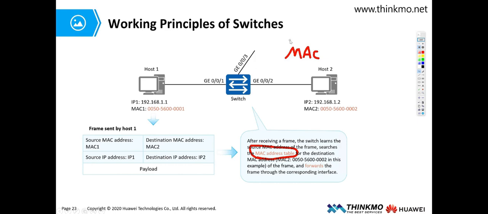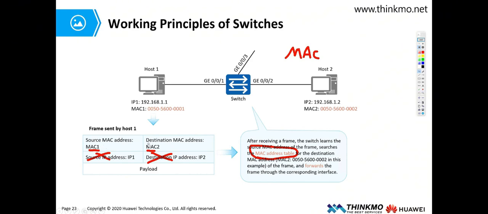For example, during this process, our data arrives. The source MAC address of the data is MAC 1, and the destination MAC address is MAC 2. Of course, we also have the source IP address and the destination IP address. In this process, our layer 2 switch does not look at the source IP or destination IP, and of course, it also does not look at the data. It only focuses on the source MAC and destination MAC.